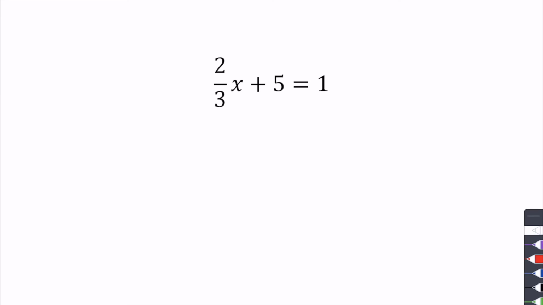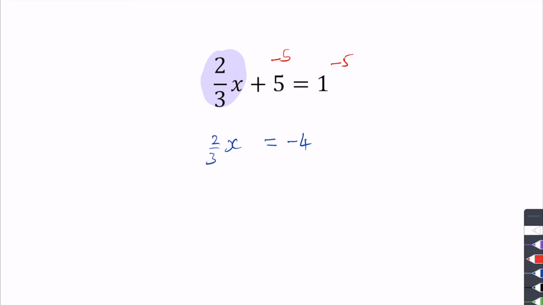Okay, so let's take a look at this. We have 2/3 x plus 5 is equal to 1. So what I want to do is I want to leave that well alone. And I want to remove everything else first. So to remove everything else, I need to take away 5 there, take away 5 there. That leaves me now with 2/3 x, 5 plus 5 is 0, and that's equal to 1 minus 5 is minus 4.